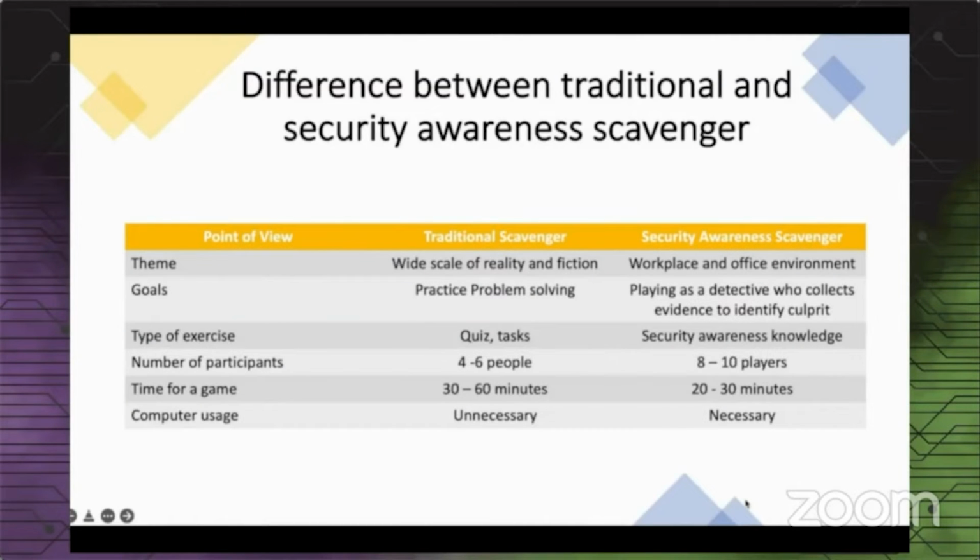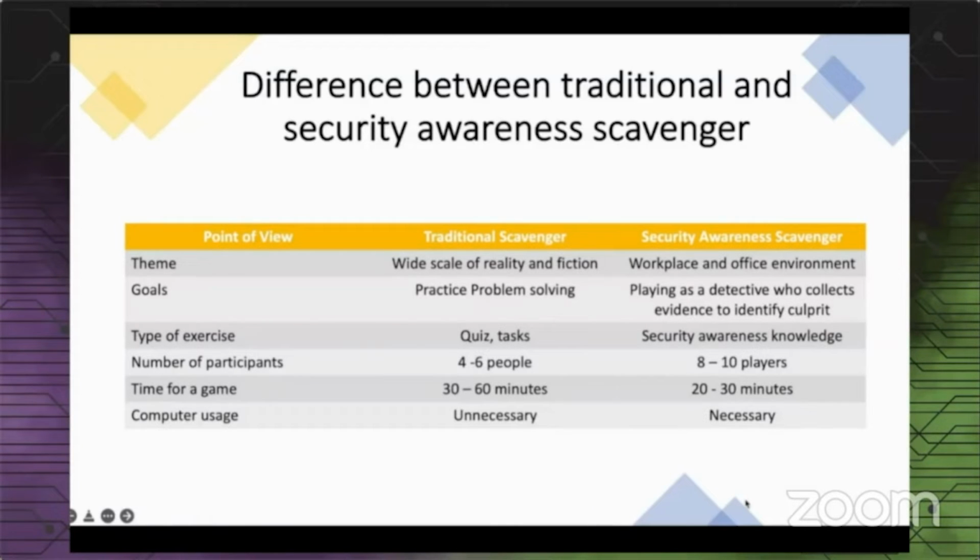On the other hand, in a security awareness scavenger hunt, the theme should be a work environment or a workplace environment. Why is that? Because usually in this kind of game, we are trying to change the mindset of the employees. We are trying to make an administrator or an employee, such as in finance or HR, a cybersecurity specialist, a cybersecurity professional, to work as a detective, to collect evidence, to try to identify the weaknesses and the threats that are in the organization.